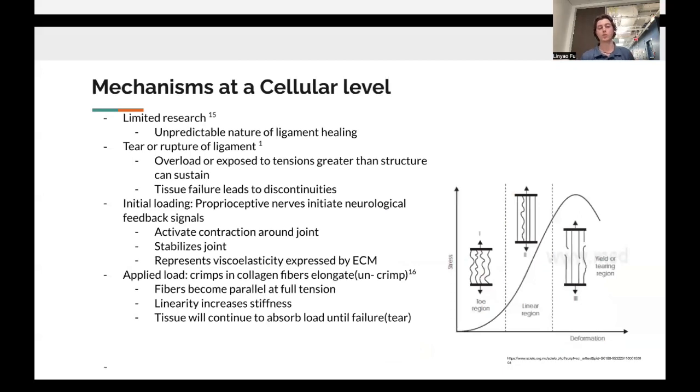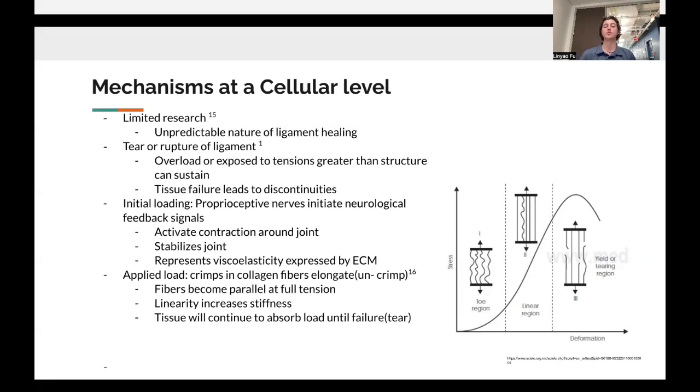And then when we get to the actual injury itself with the ligament, so for an AC tear to occur, this typically happens when the ligament is exposed to great tensions and complete failure of the ligament. For this to occur, the initial thing that has to happen is you're going to have an initial load on the tissue. And as mentioned previously, proprioceptive nerves that are within the ligament are going to be initiating these neurological feedback signals. And what this is going to do is it's actually going to activate contraction around the joint to allow it to have a tensile force. This will stabilize the joint.